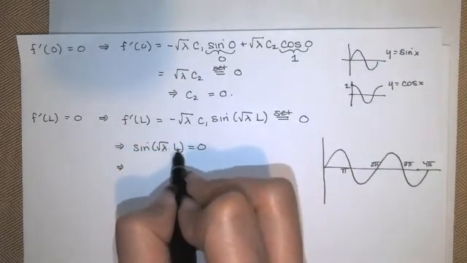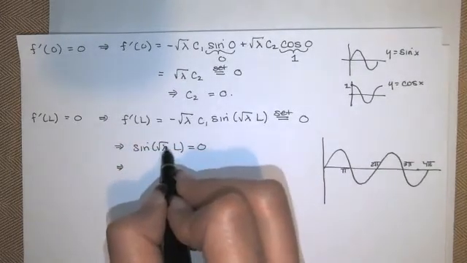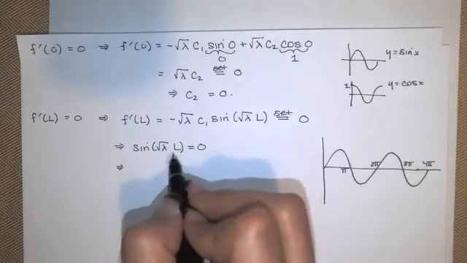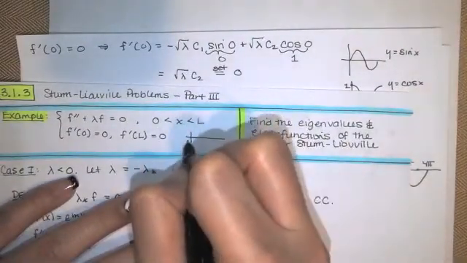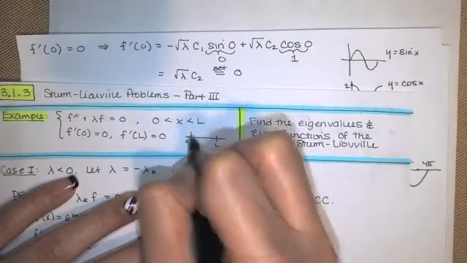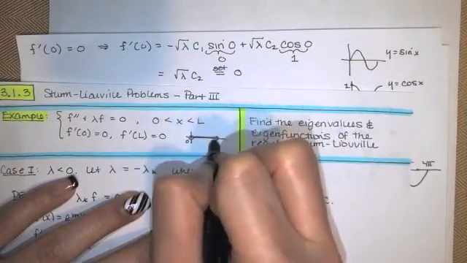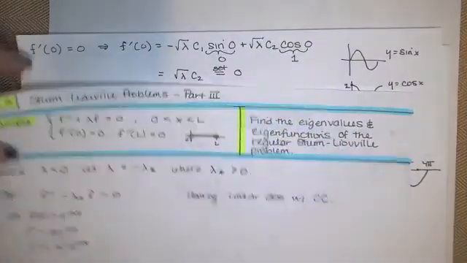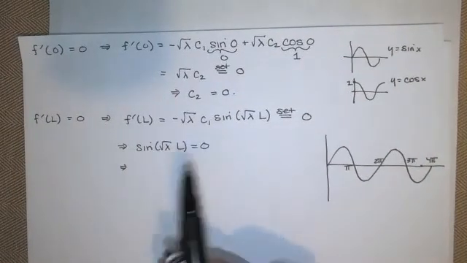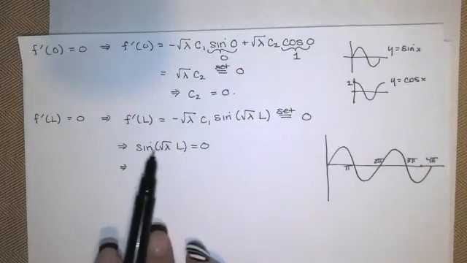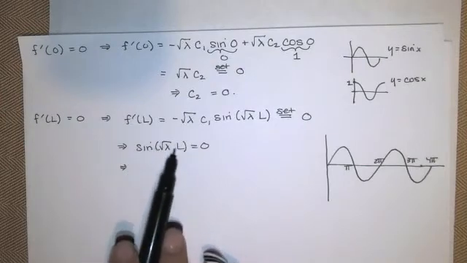And lambda times L, or the square root of lambda times L, is positive because of the assumptions that we started with. We're on the interval from 0 to L. There's 0, there's L. So L is strictly positive, and lambda is positive for this case. So we want the sign of this expression to be 0, but this expression has to be positive.